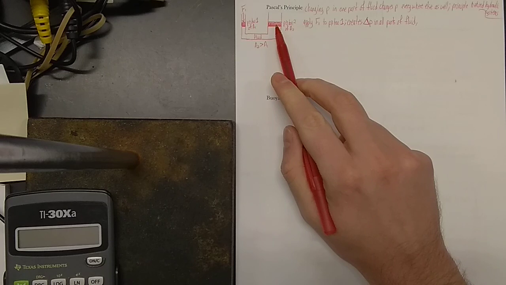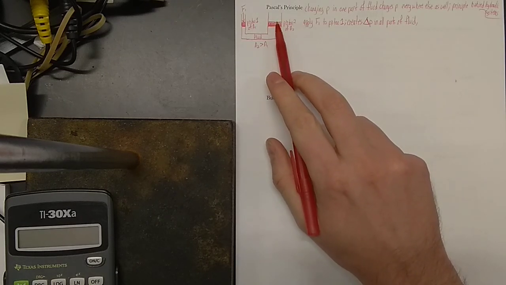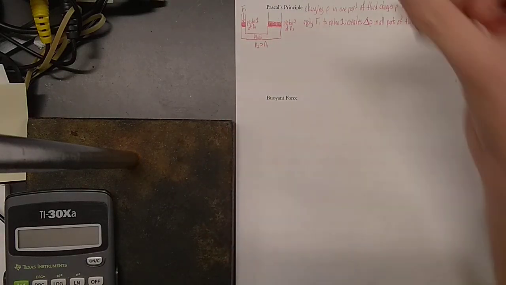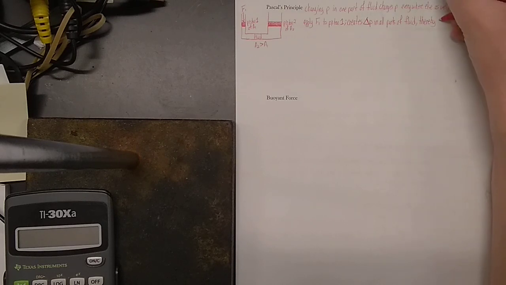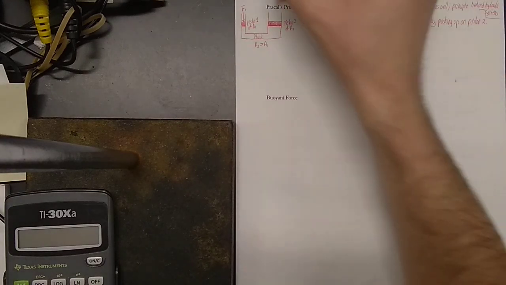Even over here on piston number 2. If we increase the pressure on piston 2, then that means that there must be an upward force supporting piston 2, and that upward force just increased.